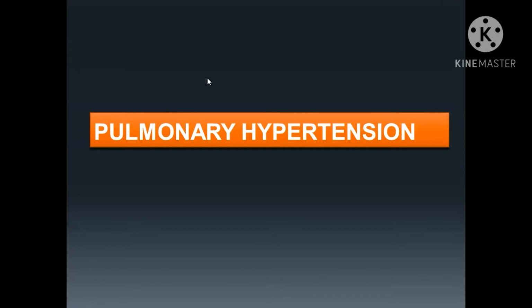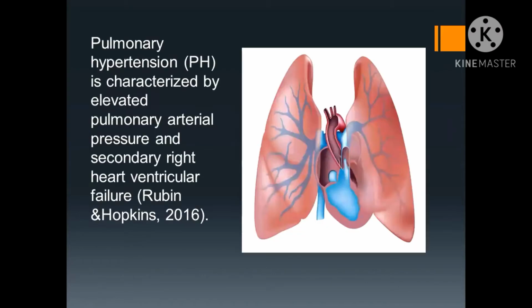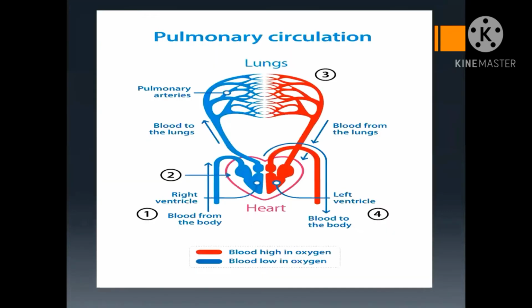What is pulmonary hypertension? It is characterized by elevated pulmonary arterial pressure and secondary heart ventricular failure. Or to simply define, it is the increased blood pressure in the pulmonary circulation. Understanding the physiology and pathophysiology of pulmonary circulation is critical in the diagnosis and management of pulmonary hypertension.